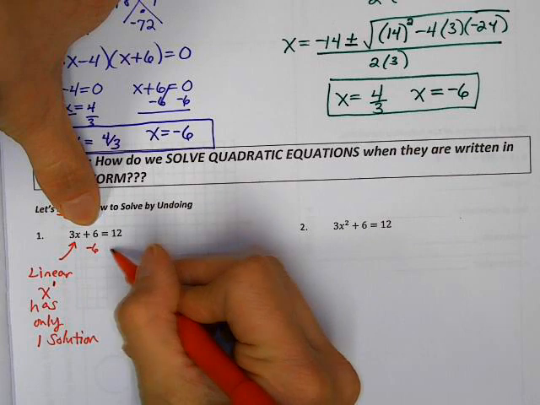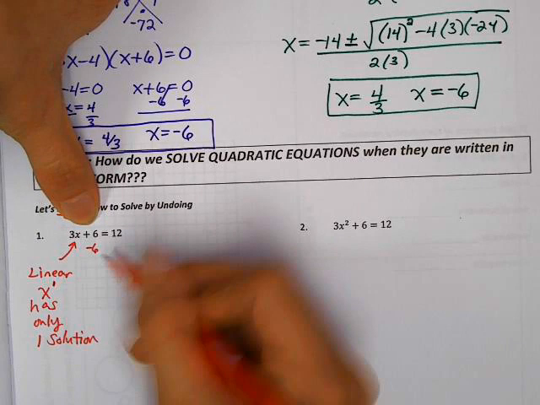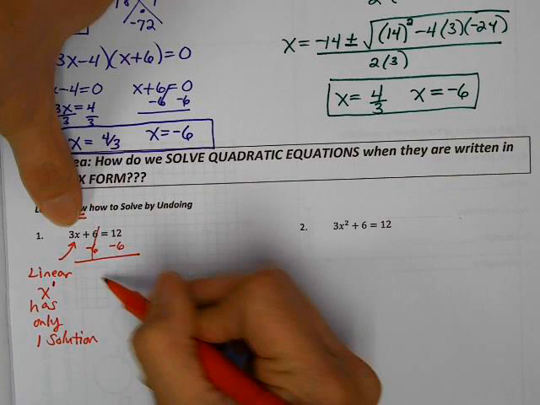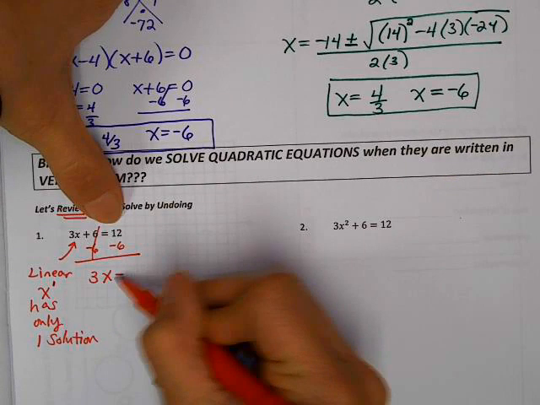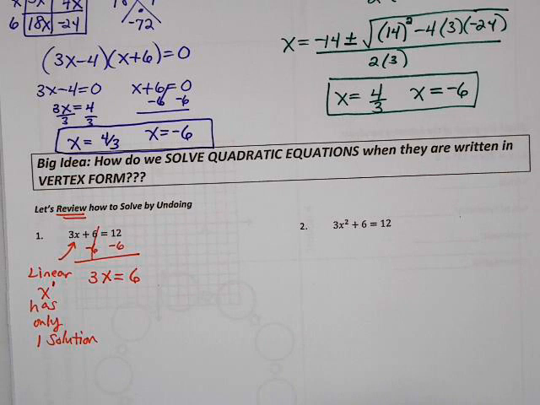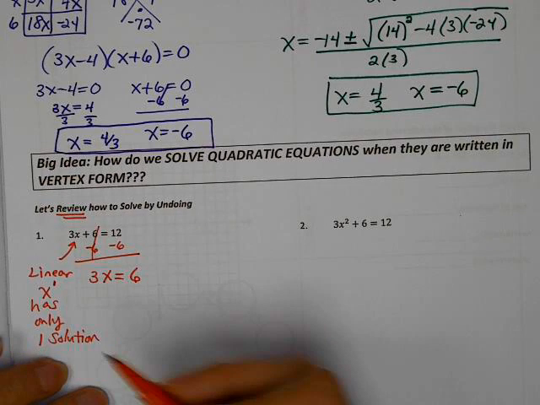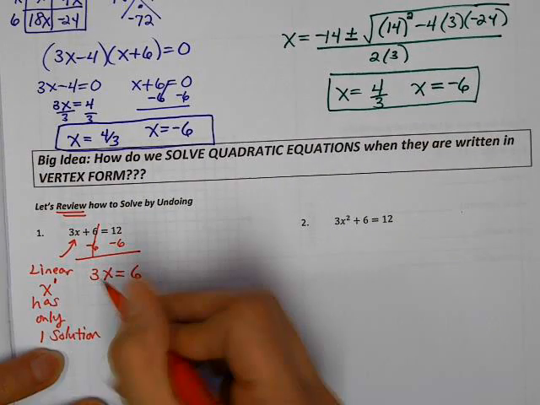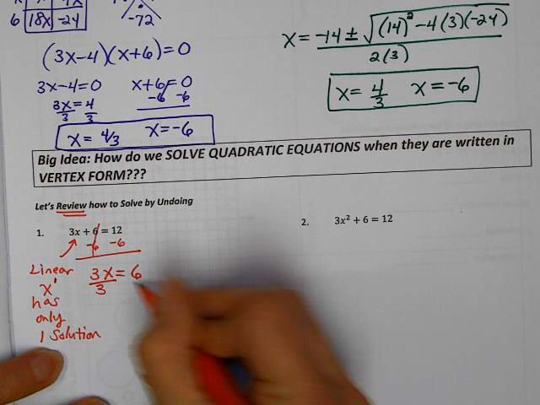First, I'll subtract 6. What you do to the left, you do to the right. So now we have 3x equals 6. So this is more of semester 1 algebra. Is x alone? Not quite. He's being multiplied by a 3. So I'm going to do the opposite and divide by 3.